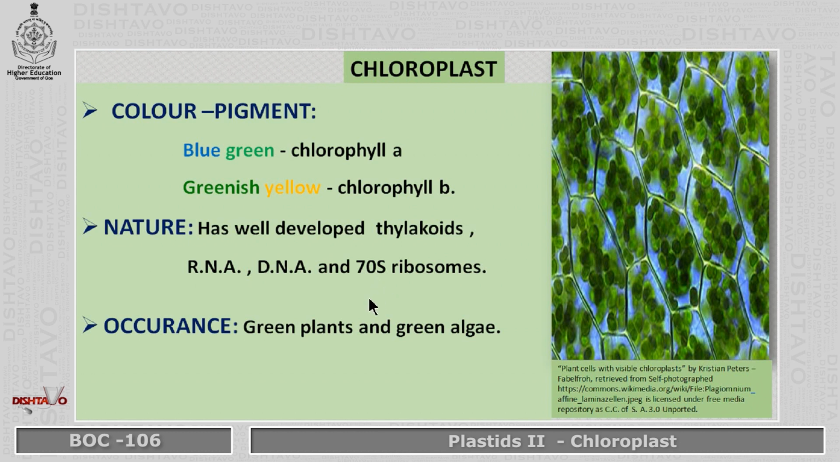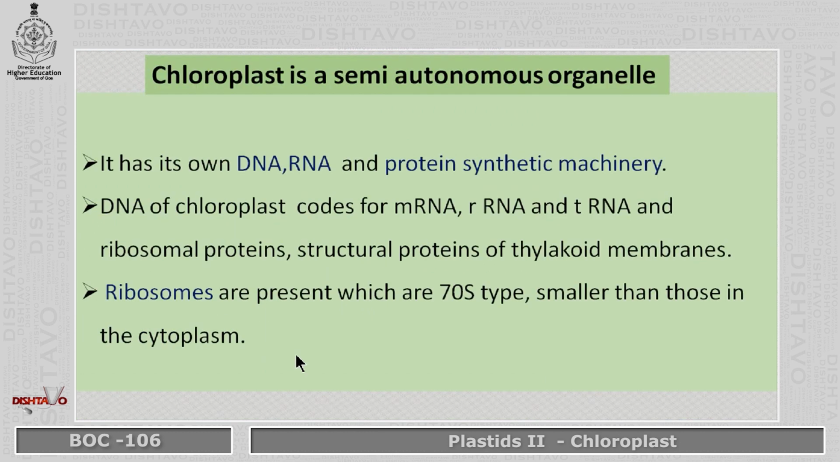And where do these chloroplasts occur? We have seen them in the green plants and the green algae. So what is a chloroplast? It is a semi-autonomous cell organelle. It has its own DNA, RNA, and protein synthetic machinery.